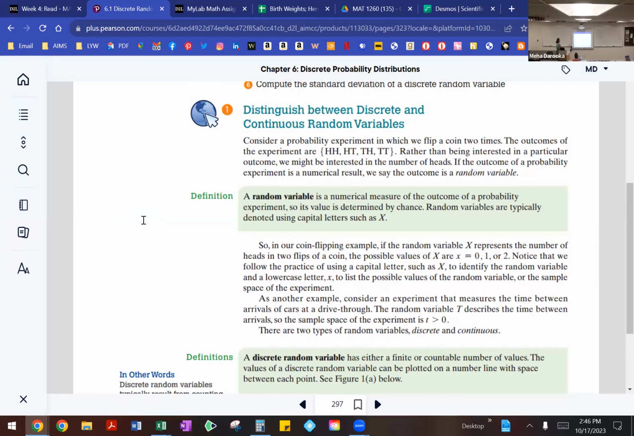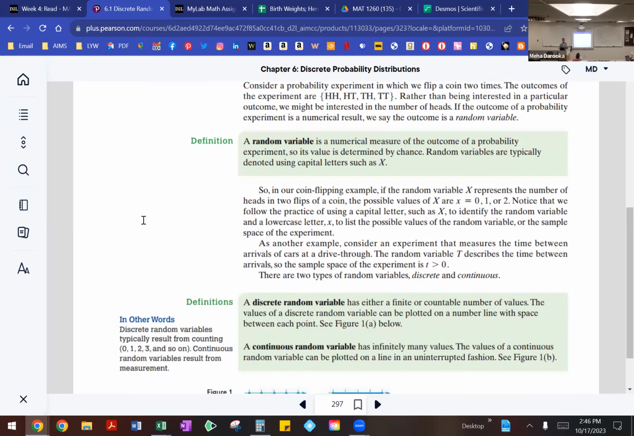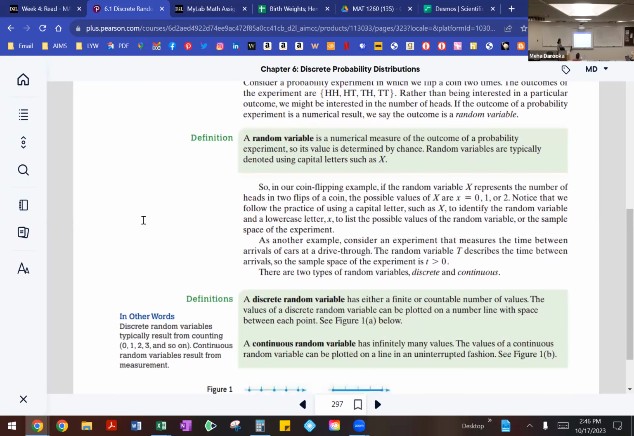Now, if we are interested in the number of heads, we would say if the outcome of a probability experiment is a numerical result, we say that the outcome is a random variable. What we mean by that is a random variable is a numerical measure of the outcome of a probability experiment. So its value is determined by chance. Random variables are typically denoted by using the capital letter X.